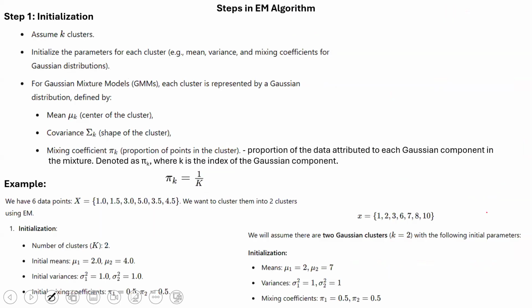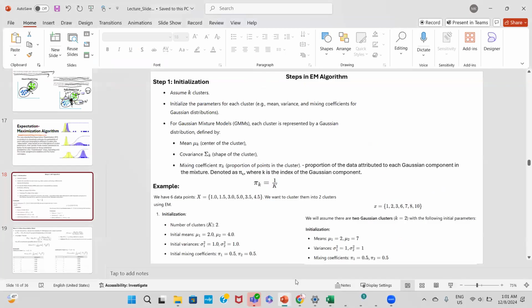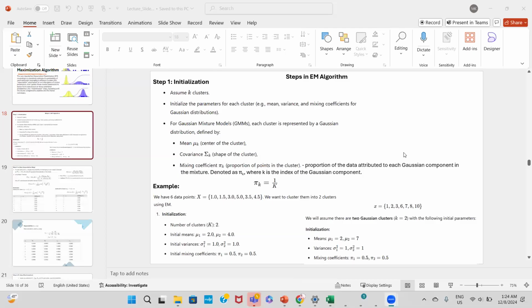Okay, so let's understand this by a simple numerical example, along with the steps that we have in the EM algorithm. What we have in the EM algorithm is that, as in any clustering algorithm, we assume k clusters, right? We initialize the value of k. So let's look at the steps in this EM algorithm now. The first step is the initialization.